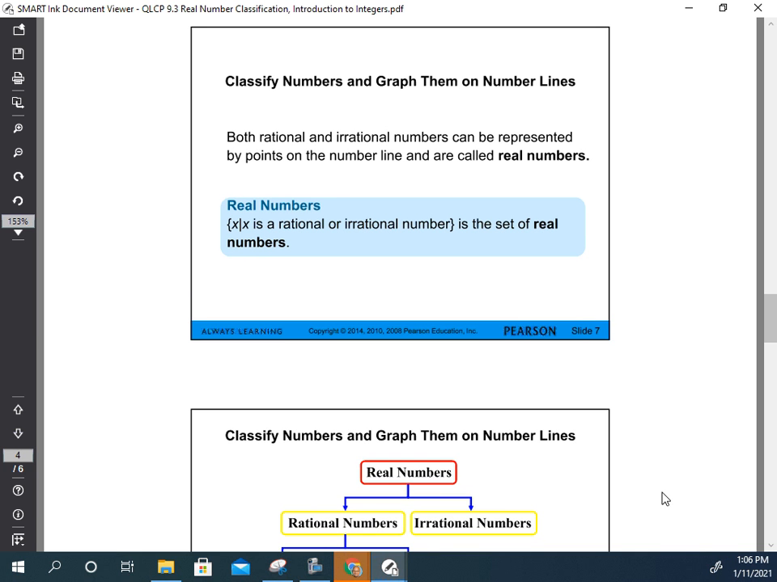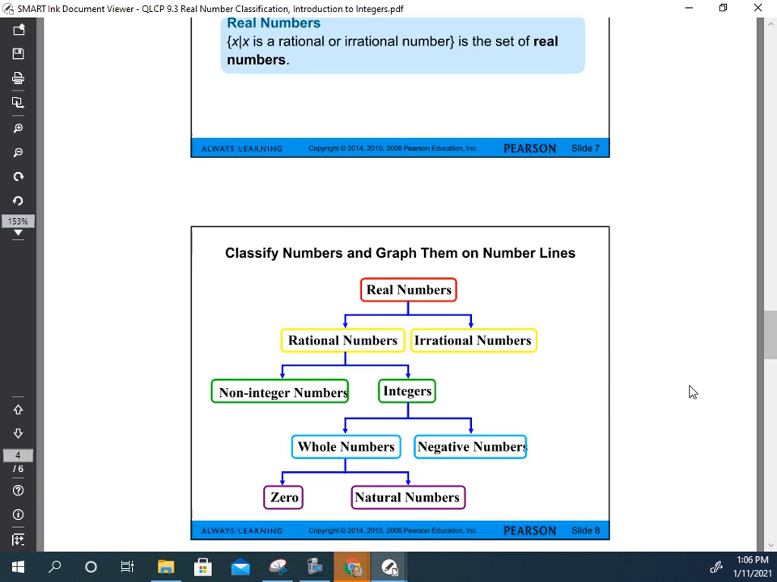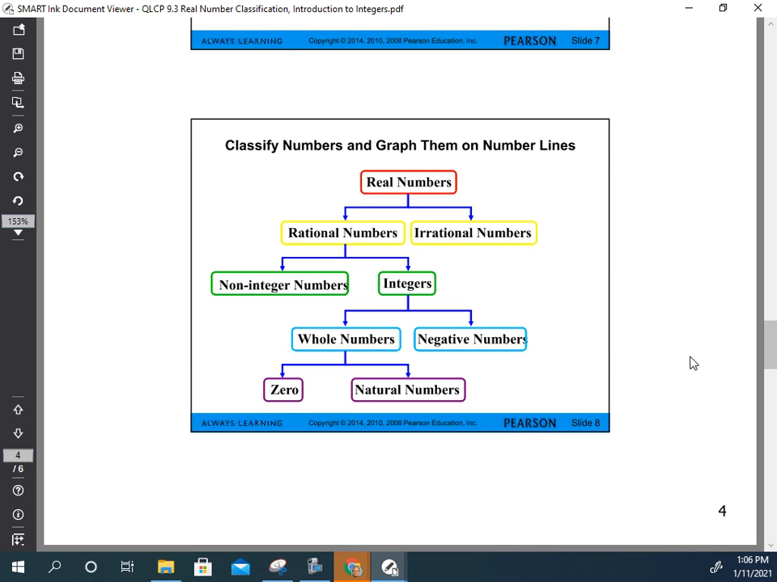So, in general, if you put rational and irrational numbers together, that's what's called real numbers. That's what's called a real number. All the positive numbers, all the negative numbers, all the fractions, all the non-fractions, all the decimals. That's what's called real numbers. And this is the chart that it flows into.